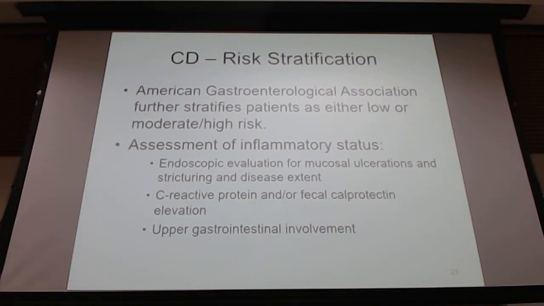So they stratify them as low, moderate, or high risk. And that's all based on how significant that inflammatory process has gotten. Is it causing ulcerations? What's their C-reactive protein, that CRP level? What's the level of their fecal calprotectin? That gives us an idea of how bad the inflammation is. And then upper gastrointestinal involvement. If it's going up to the upper GI, and that can be all the way to the mouth, we need to be more concerned. It's going to increase the level of risk.